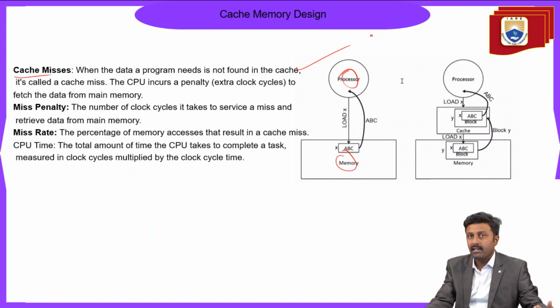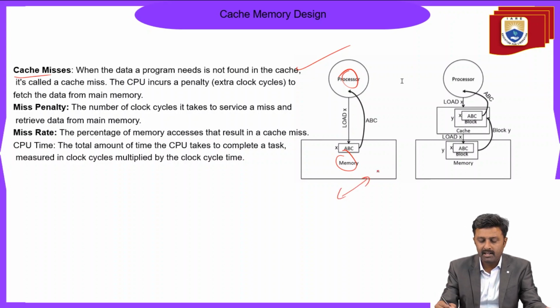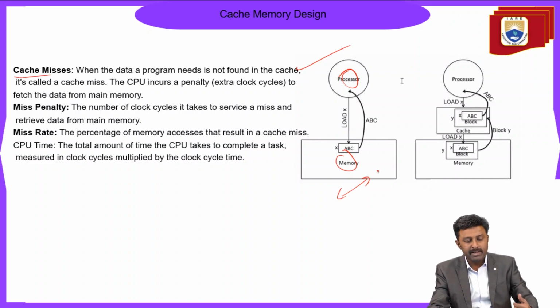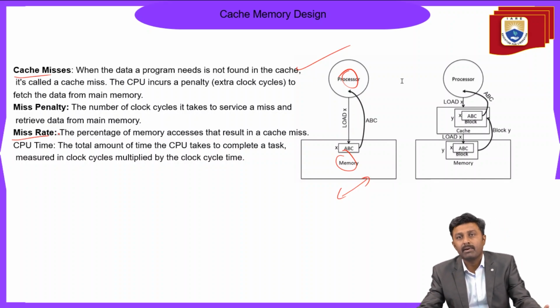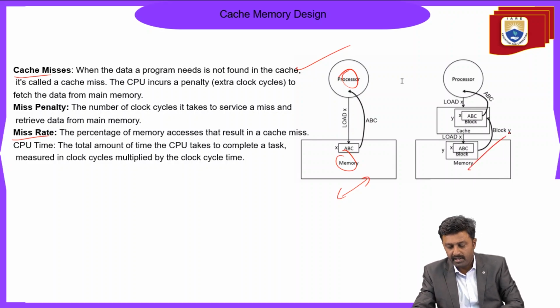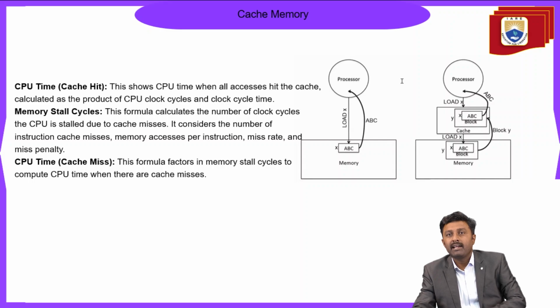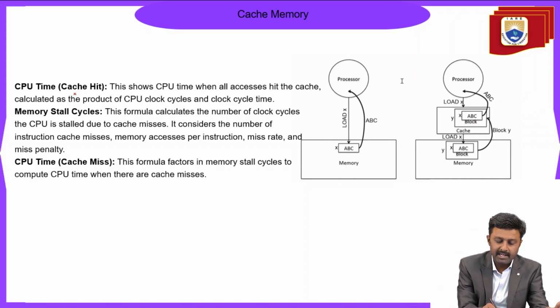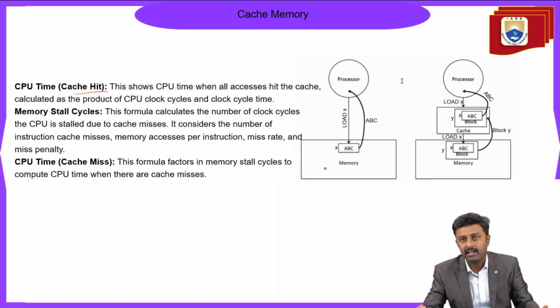The miss penalty is the number of clock cycles it takes to service a miss and retrieve the data. The miss rate is the percentage of memory accesses that result in a cache miss. Then the CPU time is the total time the CPU takes to complete the task, which is measured and multiplied by the clock cycle time, as you can see in this figure. So the CPU time is calculated here. Then the cache hit is whenever the processor is asking for some data.